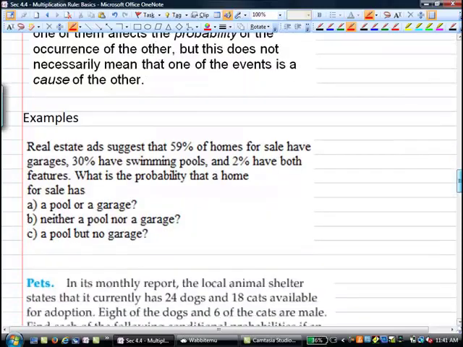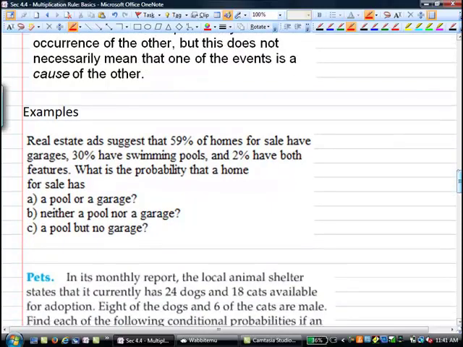Here's an example problem. It says real estate ads suggest that 59% of homes for sale have garages, 30% have swimming pools, and 2% have both features. What is the probability that a home for sale has a pool or a garage? We're reviewing a little bit here. Or means what? Union or intersection? Union. So what we're looking for here in part A is the probability that the home has a pool or a garage.